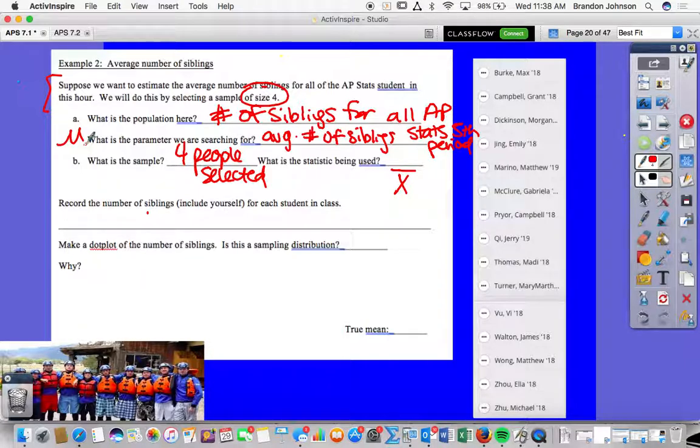But we want to put our dot here and then randomly select here. Here's how we'll do it. Max, how many siblings do you have? Just throw them out there. 1. Great. Morgan? 2. Emily? 0. Matthew? 2.